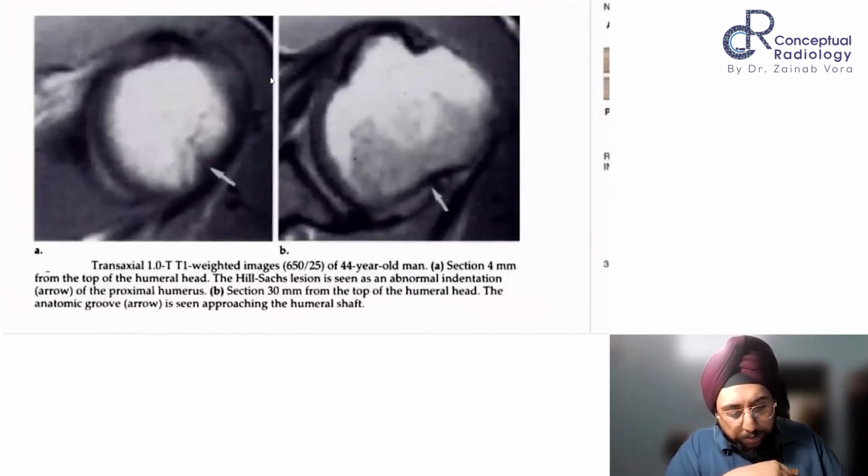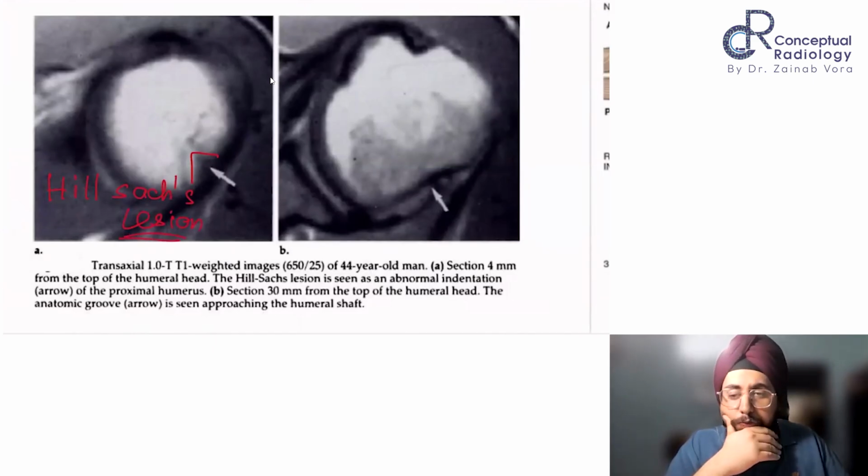And now you see there's a defect in the cranial section itself, which is more wedge shaped. So this is actually a Hill-Sachs lesion. There's one more point which is given: something which is till the level of the coracoid process is the Hill-Sachs, and below the level of coracoid process is the normal anatomical groove. But better to follow the objective criteria, which is within the first 20 mm and after 20 mm.